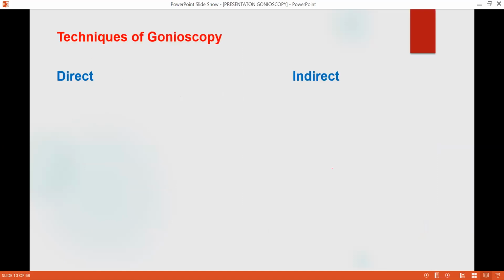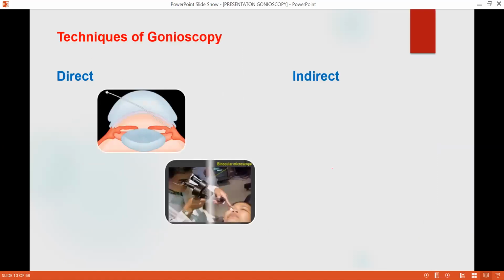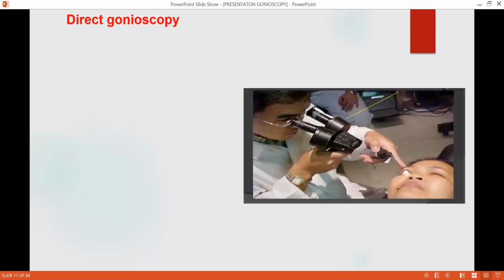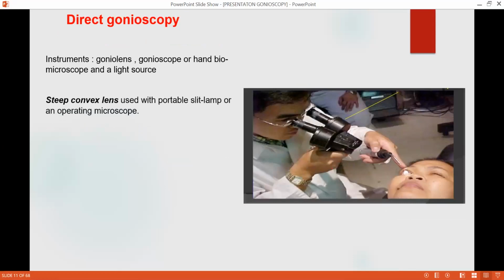There are two types of techniques of gonioscopy. One is direct, where gonio lenses are used, and the other is indirect, where gonio prisms are used. In direct gonioscopy, the instruments required are a gonio lens, a gonioscope or a handheld biomicroscope, and a light source. In this process, a steep convex lens with a portable slit lamp or operating microscope is placed on the cornea.